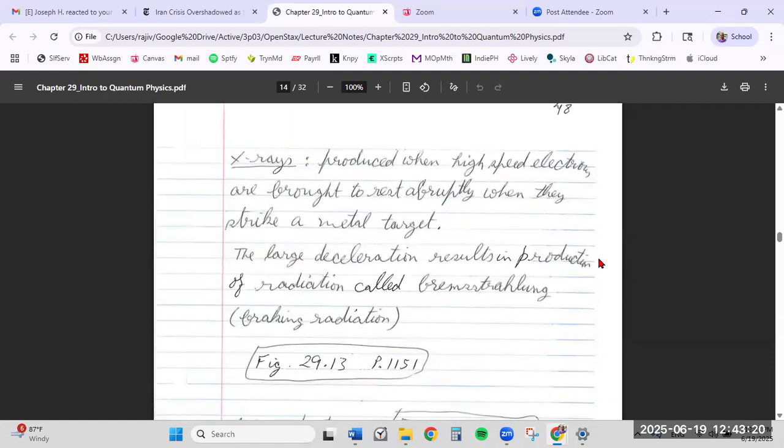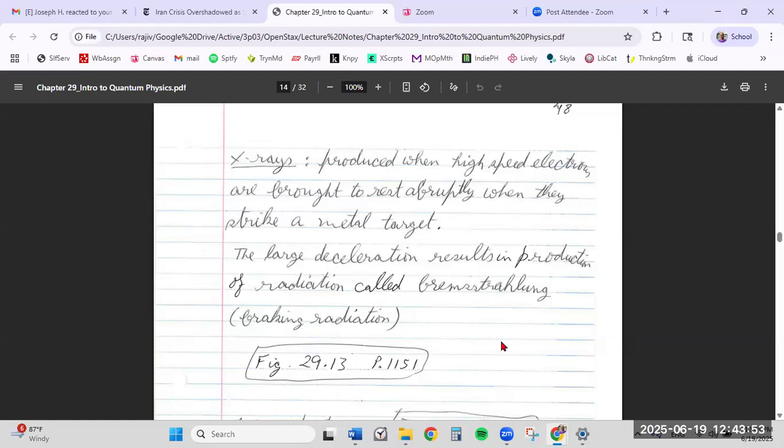So what are X-rays? How are they produced? They're produced when high-speed electrons are brought to rest abruptly when they strike a metal target. So you have high-speed electrons colliding with a metal target, and when they do so, they're suddenly brought to rest. Since they were going at high speeds, if you bring them to sudden rest, then you're creating a large deceleration.